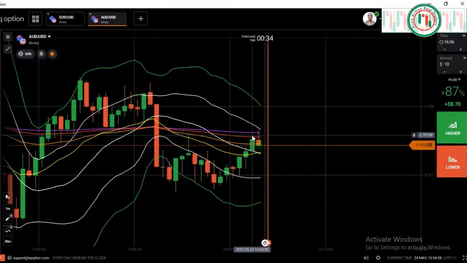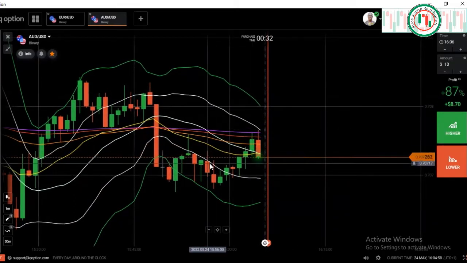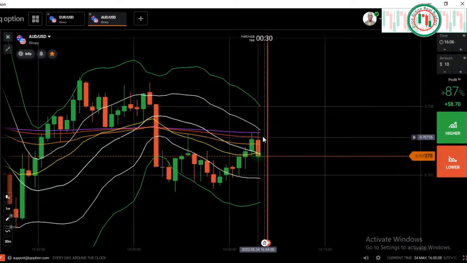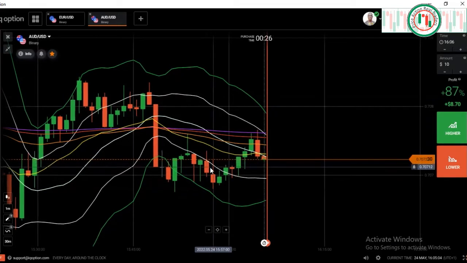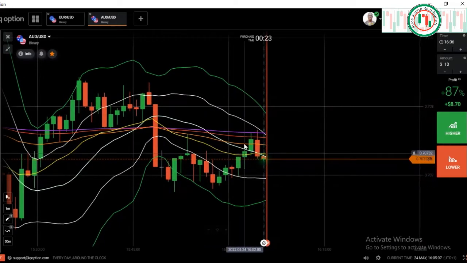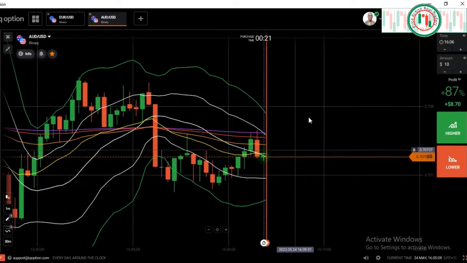As you can see here, this is the breakout of this zone. You see I missed this, so this is the breakout of this zone. Then market breaks the zone, then you see market is reversing.